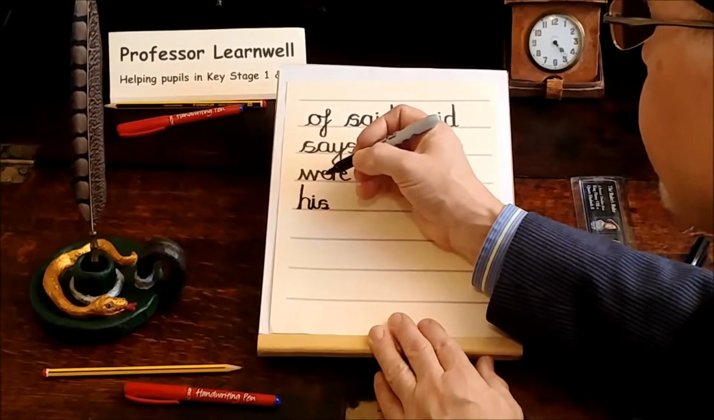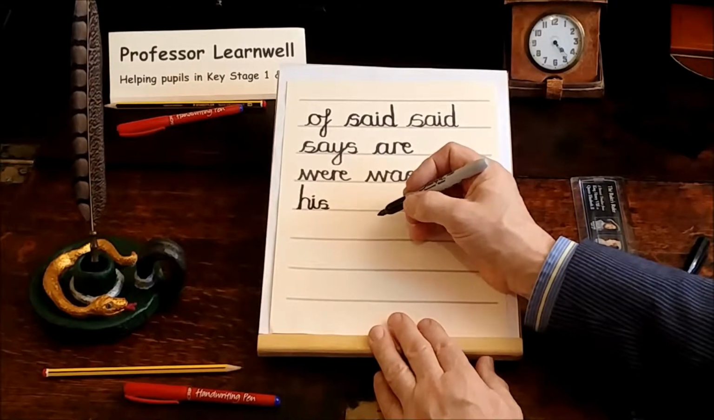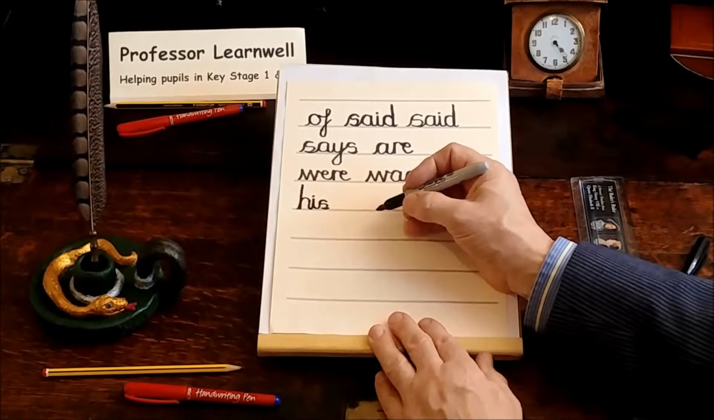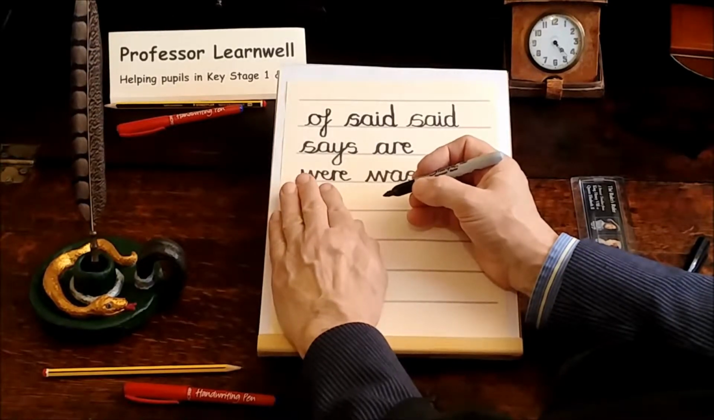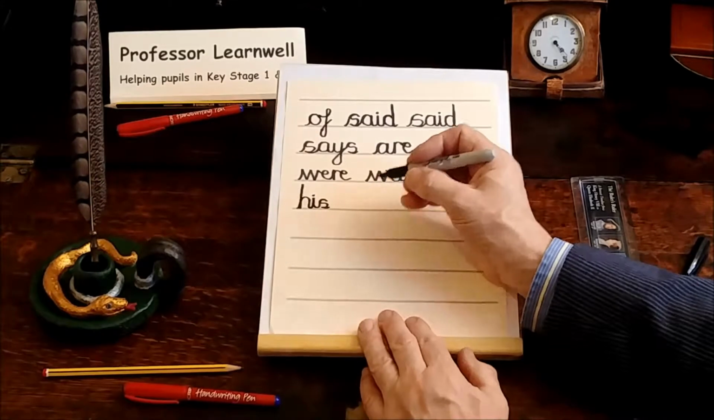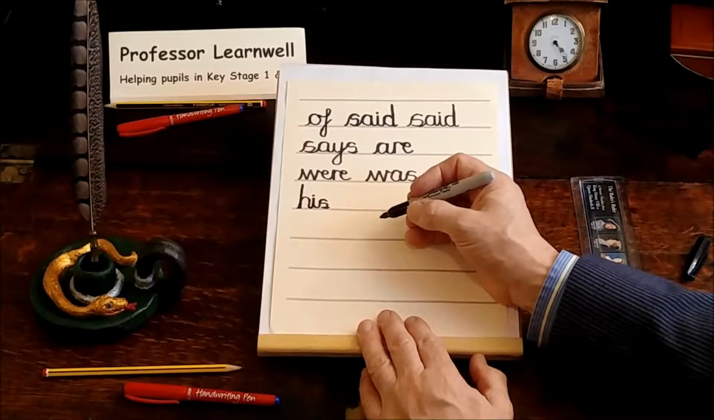Now, if you were doing the look, cover, write and check method, you would do this. In your mind, say H-I-S for his, write it down, lift and check. And I'll show that again with a trickier word.